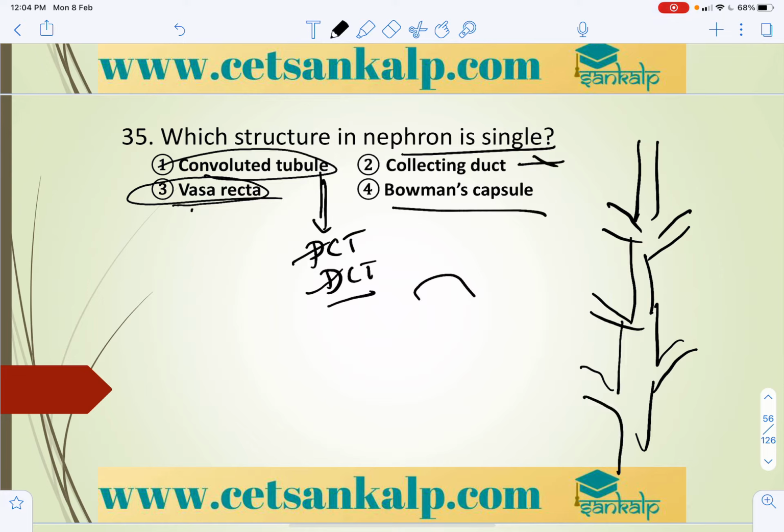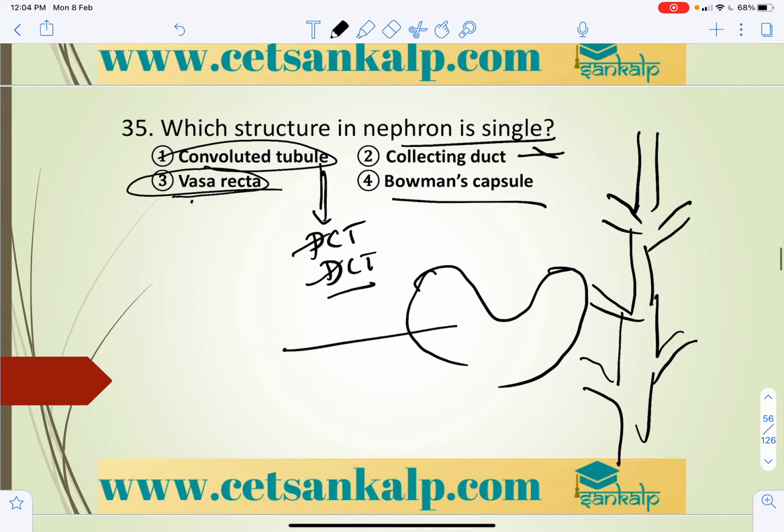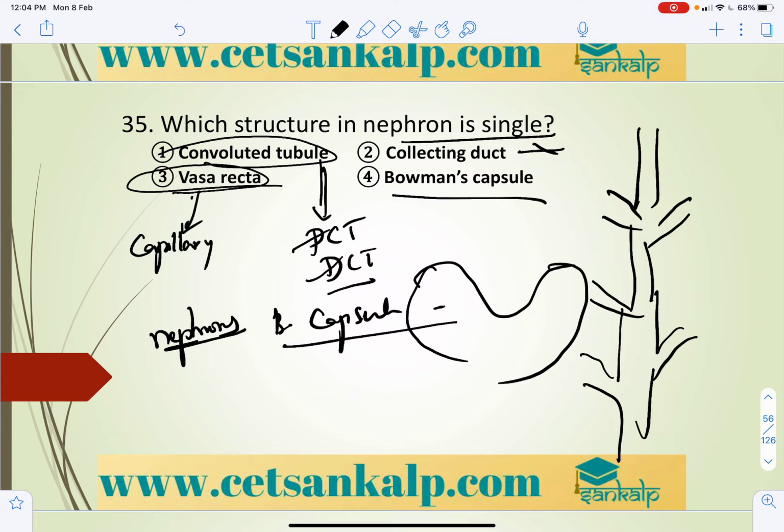And Bowman's capsule, only one. If you count the number of Bowman's capsules, you get the number of nephrons, so the number of nephrons can be easily counted by counting Bowman's capsules. That is what is single. The vasa recta is a capillary network, which also has a descending limb and an ascending limb, hence we can't select this either. So the answer for that is Bowman's capsule.